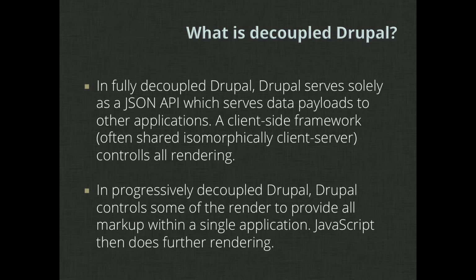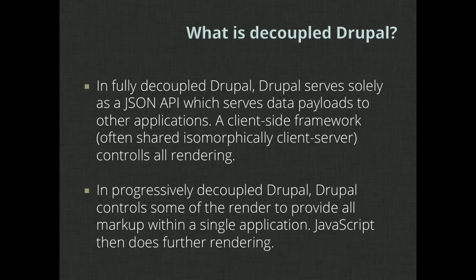So there are two approaches that have gained a bit of steam lately in the Drupal community and the wider Drupal ecosystem. The first is what Dries Buytaert calls fully decoupled Drupal, where Drupal serves solely as a JSON API, because we're mostly using JSON, which serves data payloads to other applications, right? So a client-side framework, which is often shared isomorphically between client and server, and I'll talk a little bit more about what isomorphism actually is, controls all the rendering. And that means that basically, Drupal is no longer responsible for the front end.